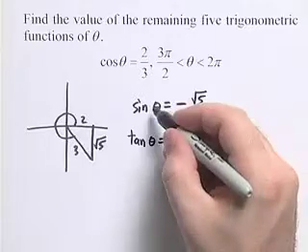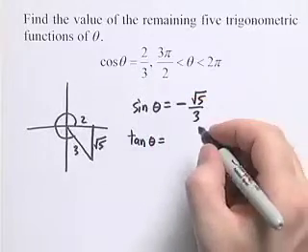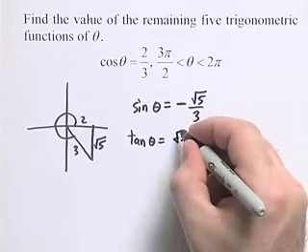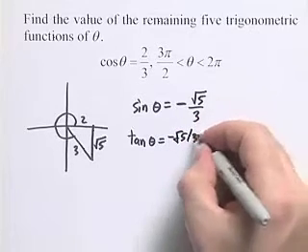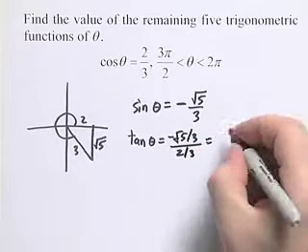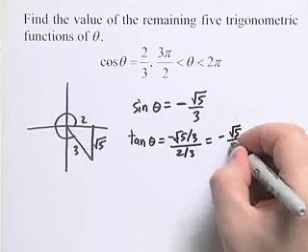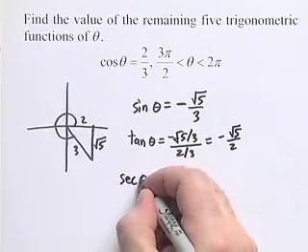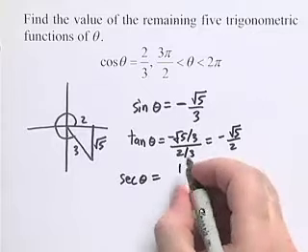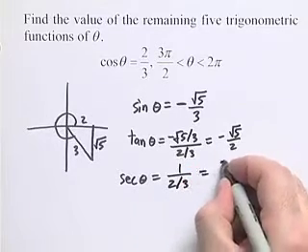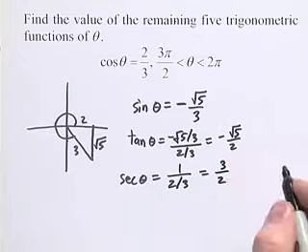Tangent of theta is equal to the sine over the cosine. So we'll have negative square root of 5 divided by 3 over 2 divided by 3, which is the negative square root of 5 over 2. Secant theta is 1 over cosine theta, so we'll have 1 over 2 divided by 3, which is equal to 3/2.